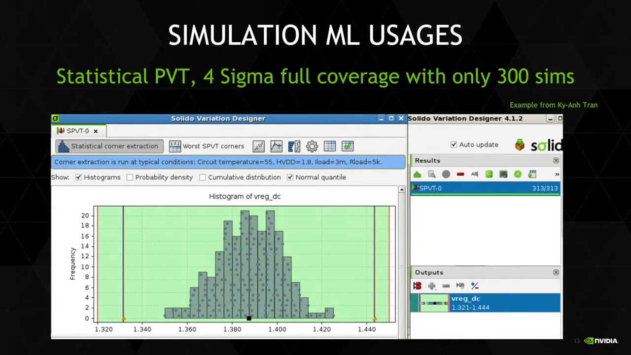Another example is this mechanism from Solido. They have this statistical PVT mechanism that will cover 4 sigma with only 300 simulations. So this is also another machine learning mechanism. It creates a model, it makes a prediction, and you just need to do iteration of simulation to see if that prediction is accurate. It learns slowly or maybe quickly, not slowly, that's a bad word. And at the end, you gain efficiency out of that.